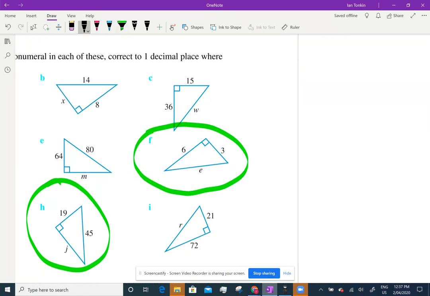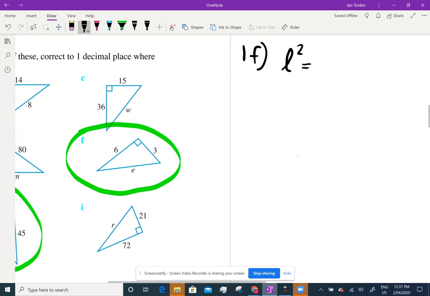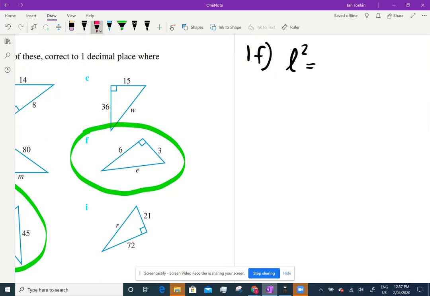And remember, you can just set the equation up. So I've got to find L. So this is 1F. And I go, L squared equals. Now, L is a hypotenuse because it's opposite the right angle. L squared equals 6 squared plus 3 squared. Remember, when we find the hypotenuse, we square them, we add them, we square root them.